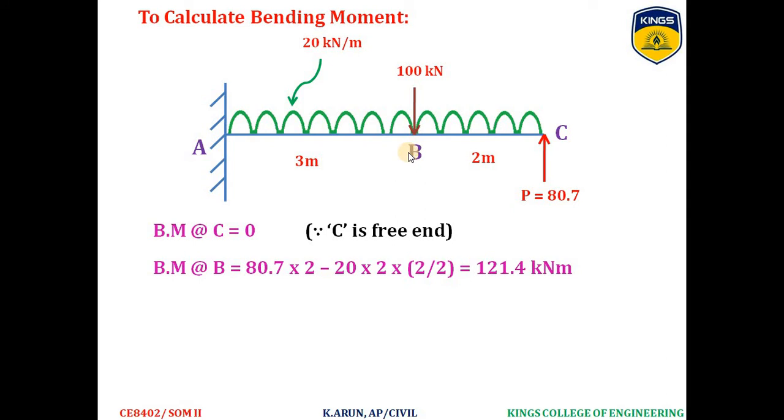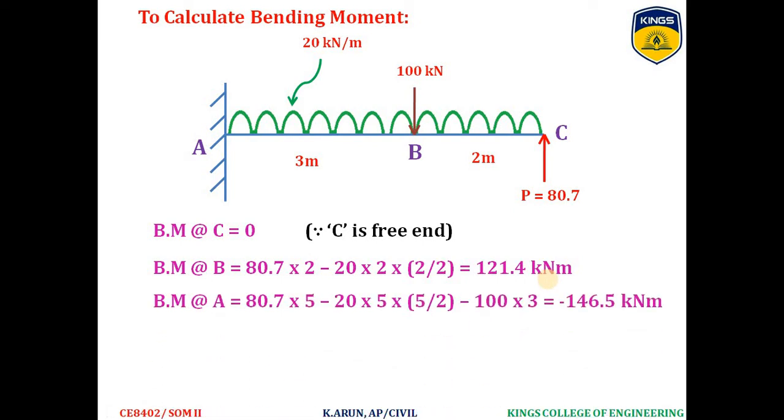Next, bending moment at B is to be calculated. So prop reaction into distance: 80.7 into 2 meter. Upward reaction is taken as positive and downward as negative for calculating the bending moment. We are having a UDL, so 20 into the distance between C and B, which is 2 meter. For calculating moment due to UDL, we use the formula W into L by 2. So 20 into length 2 meter into L by 2, that is 2 by 2. Hence it equals 121.4 kilonewton meter.